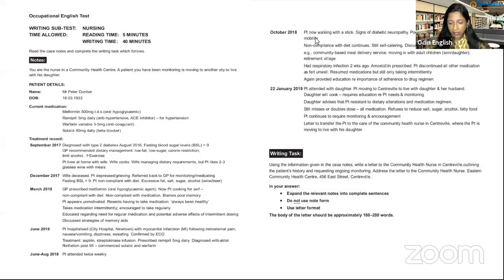Now, anyone else? I think some other answers. Anybody else had problem in identifying the type of the letter or the main issue of the patient? Okay, someone raised your hand. Yes, Neetu, can you tell me what would you like to add? Neetu? Hello, Neetu?